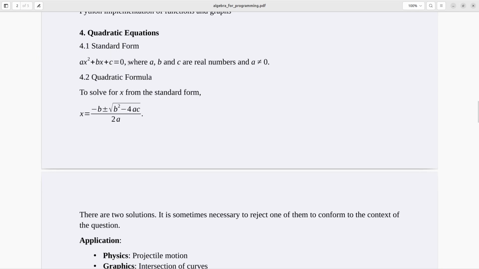We are able to solve for this equation to get the value of x if we know a, b, and c, okay? How can I do so? I can use the quadratic formula here. So we need to solve for x from the standard form shown here.